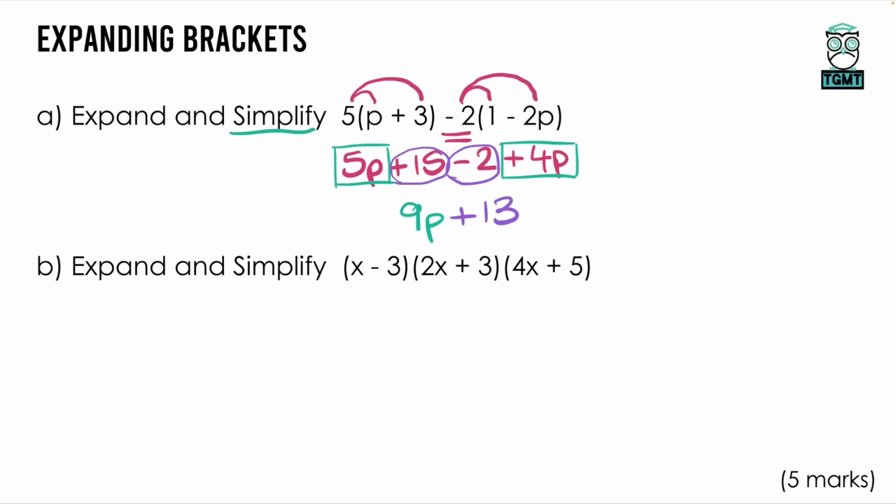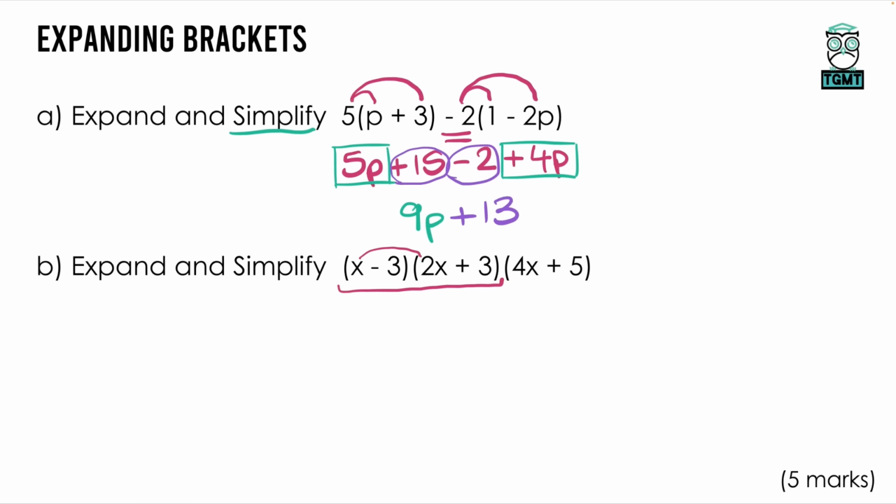For the 3 brackets, we need to pick 2 of them to expand first. You can't multiply 3 things at the same time, particularly not things with algebra. So pick 2. It doesn't matter which 2. I do prefer to pick the one that looks the hardest. Now you might argue the 2 on the right look the hardest because they have the coefficients of x bigger than 1, but actually I think this one with a negative for me is the hardest. So I'm going to pick these 2 to start with.